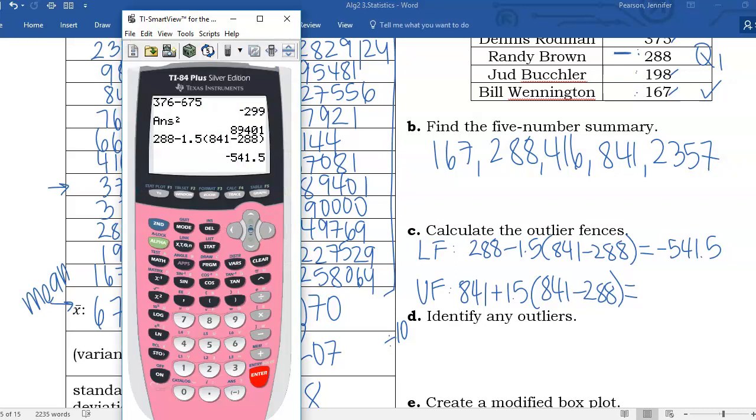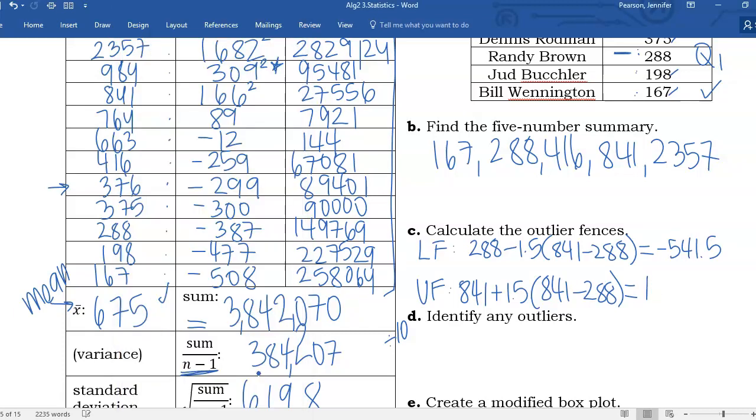Let's calculate the upper fence. And I'm going to just do that. I'm going to go 841 plus, everything else stays the same. That looks like 1,670. Anything greater than the upper fence is an outlier. So any value larger than 1,670 is an outlier.